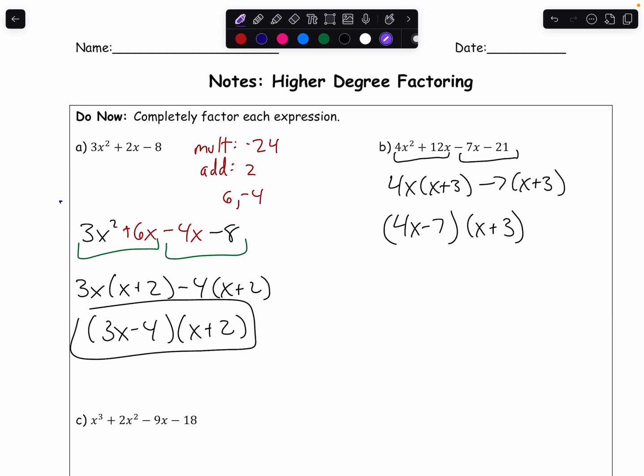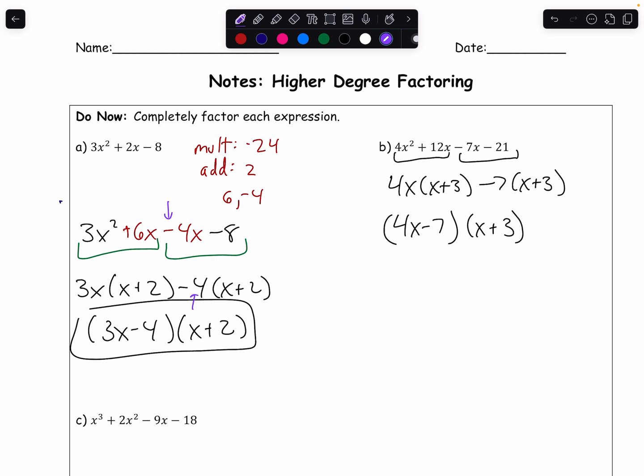So this is what you should get for A and B. A, do the AC method, factor by grouping. Make sure you see this negative 4x. That's the first term, that second grouping. Make sure it's negative, so make sure you take out a negative 4, not just take out a 4. So there's A and B.